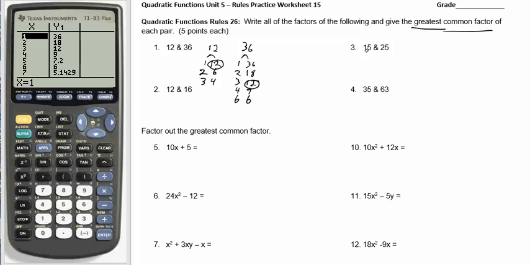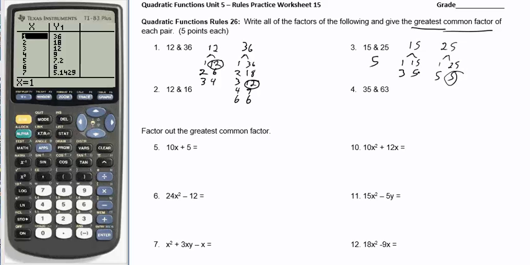So let's do 15 and 25. So you may just know what's the biggest number that goes into both of those. You may just know that it's 5, and that's okay. That would be the best thing. But if you didn't know, 1 and 15, 2 does not go into 15, 3 goes in 5 times, 4 doesn't go in, and 5 is our next number, and it's already over here. So we're done. So 25, 1 and 25. The next one that goes in evenly is 5. So the greatest common factor is 5.